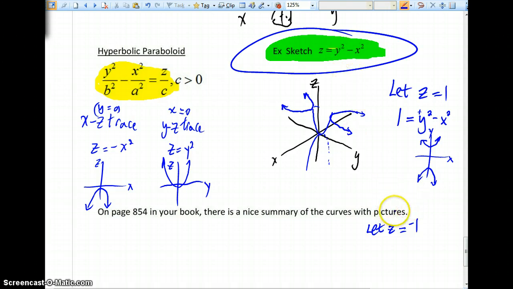Again, up here in green, say what would happen if z was equal to -1? Well, we'd have -1 equals y squared minus x squared. Very tempting, we can say, well, isn't that a hyperbola and y squared's positive? Well, remember at the very first video, we said that our hyperbolas have to be equal to +1.